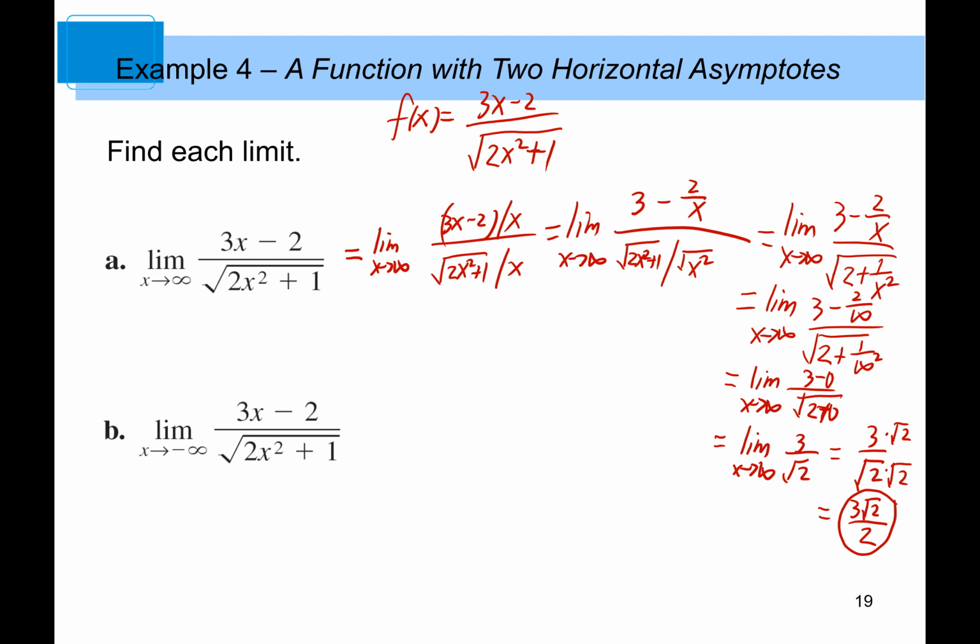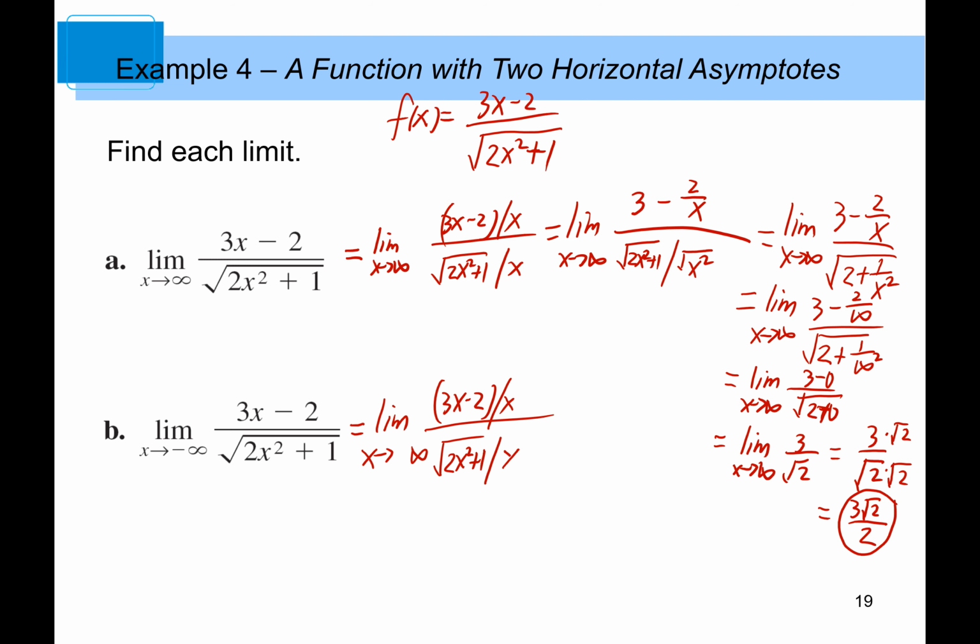Okay, let's take a look at the second one. Let's find a limit when x approaches negative infinity. So again, we divide both top and bottom by x. So 3x minus 2 divided by x. On the denominator, we do the same thing: square root of 2x squared plus 1 divided by x.